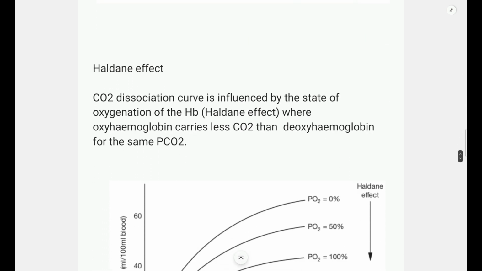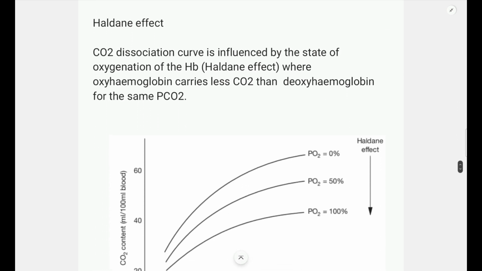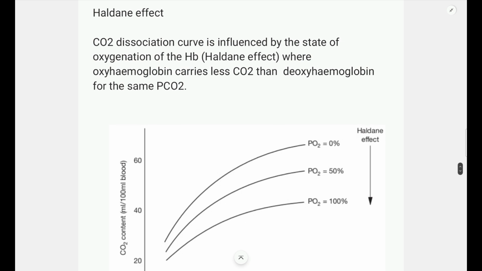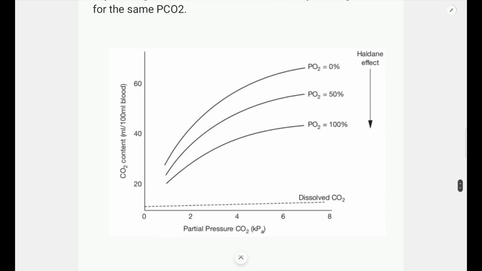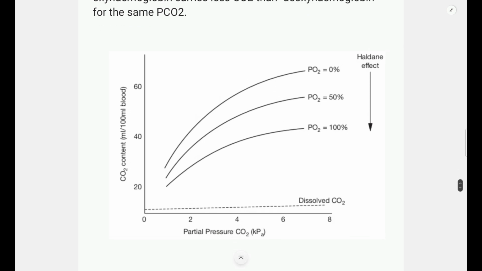Now we will discuss Haldane effect. Haldane effect states that deoxyhemoglobin has a high affinity for CO2 as compared to oxygenated hemoglobin. And you can see in this diagram that as the oxygen saturation of hemoglobin increases, it leads to a decreased affinity of hemoglobin for CO2.